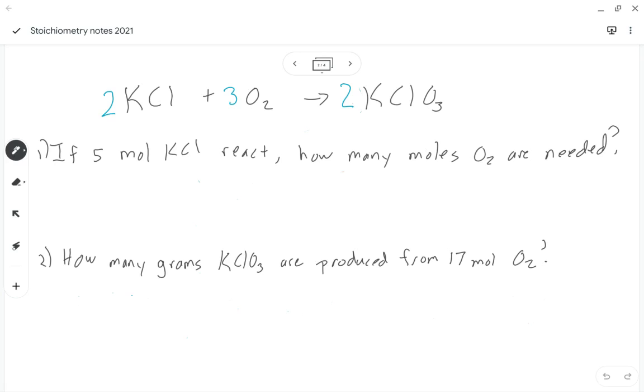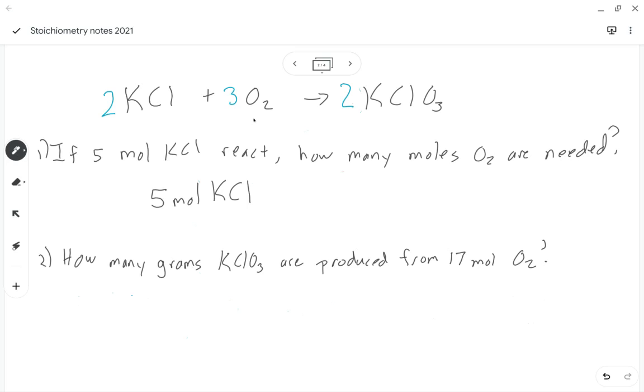One way to do this that I think can help you keep from getting too confused: in this problem it says if 5 moles of KCl react. So we start with our 5 moles of KCl, and we need to essentially switch compounds between moles of KCl and moles of oxygen. Now, for every 2 KCl's, there's 3 oxygens.